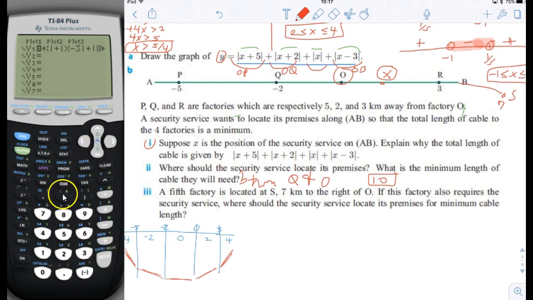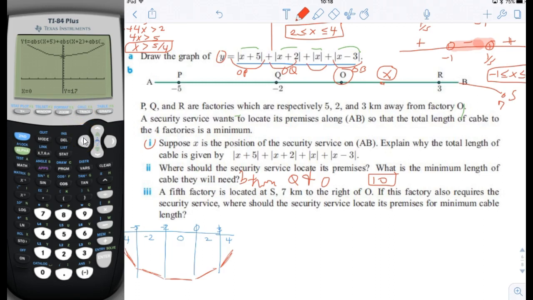X minus 7. Could it be 7 minus x also? Yeah, it could be, because 7 minus x, absolute value, x minus 7, absolute value, the same thing, right? So now let's check with trace where the minimum point is.